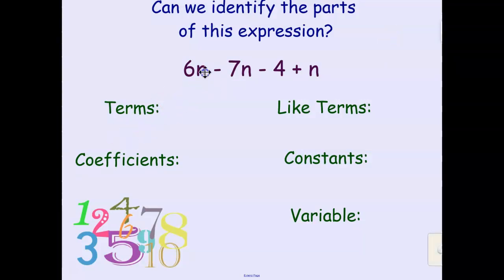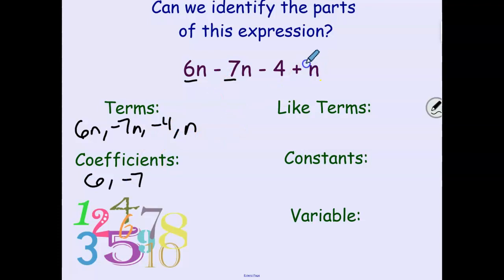Okay, let's do a little check-in here. What are the terms in this expression? The terms are 6n, negative 7n, negative 4, and n. What coefficients do I have? Do I have numbers stuck to letters? Yes, I do. I have that and that, the easy ones to see. So I have 6, and I'm going to grab the sign with that. I have negative 7. And then I have a hidden secret 1 right there.